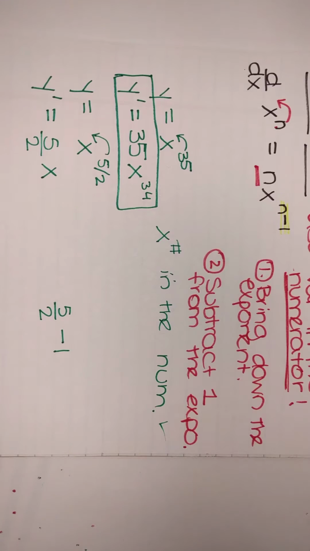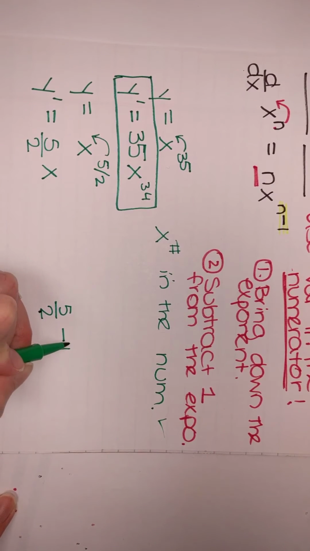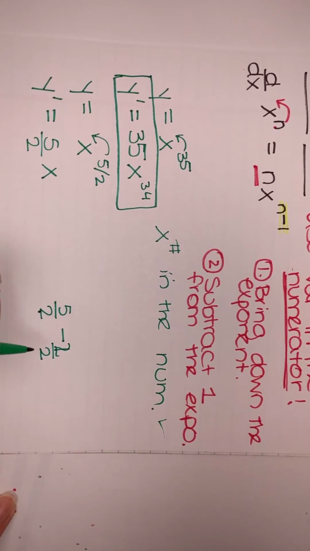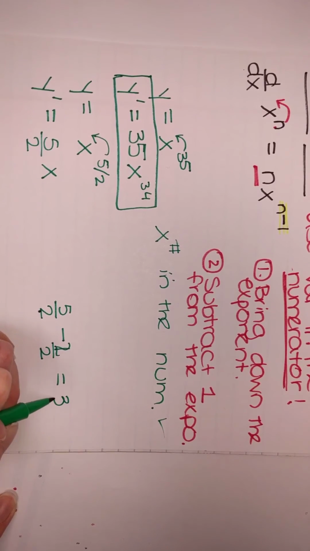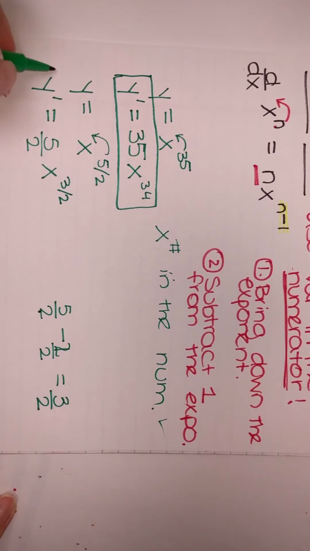And you absolutely have to be able to do this without a calculator. So we need to make this 1 into a common denominator. So we have a denominator of 2. So the 1 will become 2 over 2. So we have 5 minus 2, so that gives us 3/2. So our new exponent is 3/2.